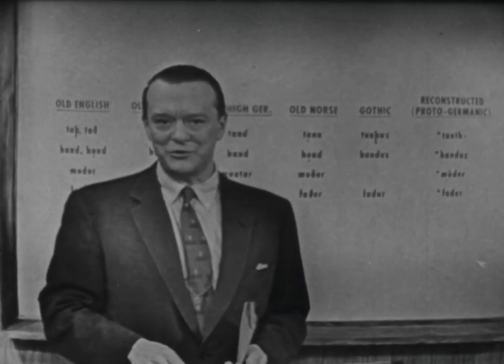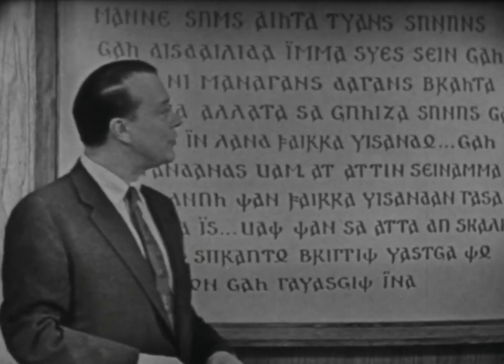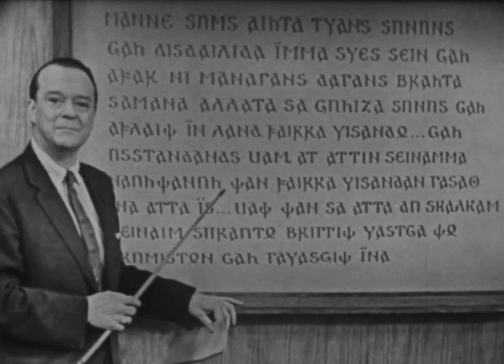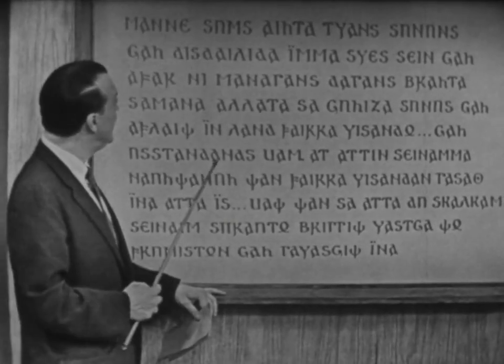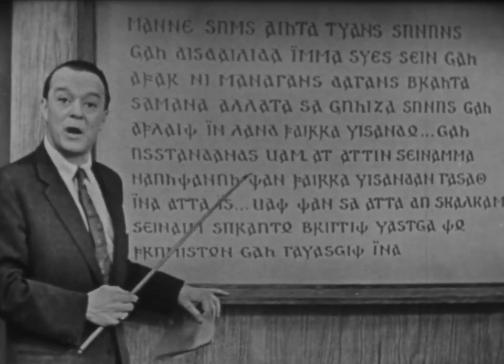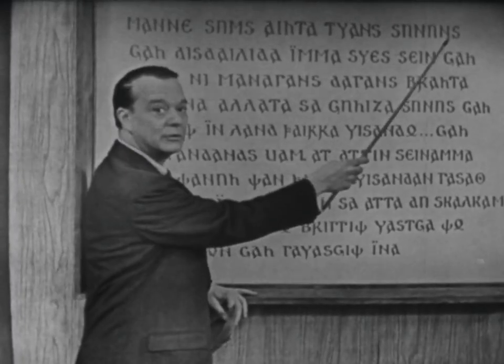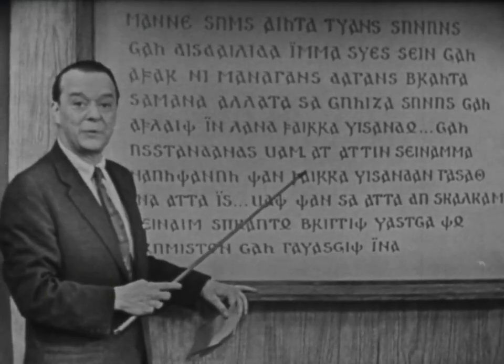Incidentally, I'd like to show you a page of the Gothic Bible. It's one of the most beautiful manuscripts in the world. It's called the Codex Argenteus. It's done on purple vellum with silver letters. And here is that part from the beginning of the parable of the prodigal son. "Manna sums aihta twans sununs," says the Gothic. A certain man had 2 sons. This is the way it starts.